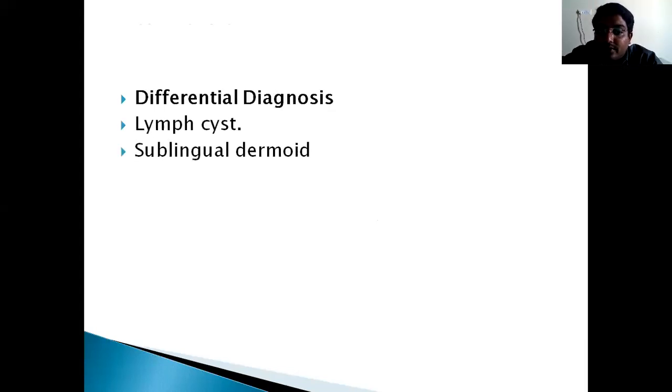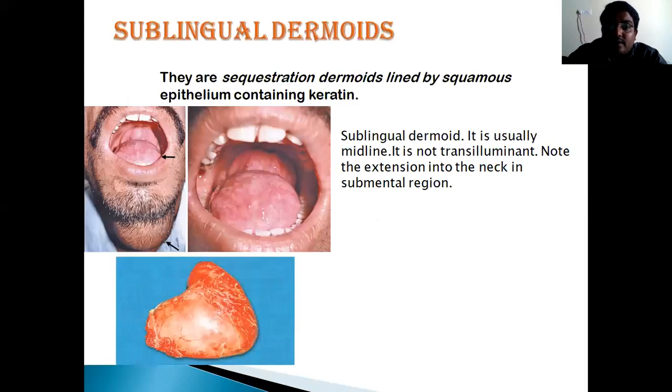And the differential diagnosis: lymphatic cyst and sublingual dermoid. See, then the second question: sublingual dermoids. See the first picture is showing that swelling is present, sublingual dermoid.